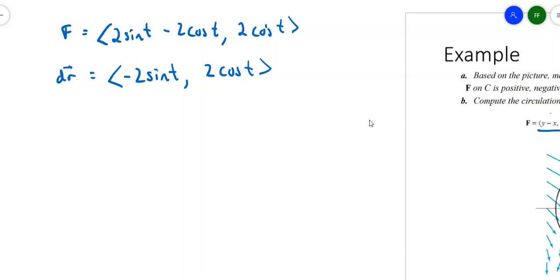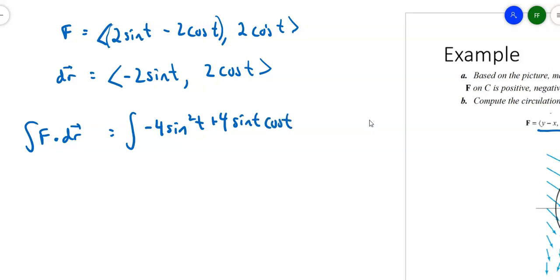way around that circle. So when I do the integral of f dot dr, I'm going to get the integral of 2 sine t times that whole first term. So I have to distribute. Negative 2 sine t times 2 sine t is negative 4 sine squared t. Negative 2 sine times negative 2 cosine is positive 4 sine t cosine t. And then the last two terms, when I multiply those, will give me a plus 4 cosine squared t.